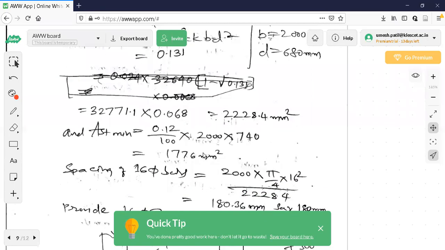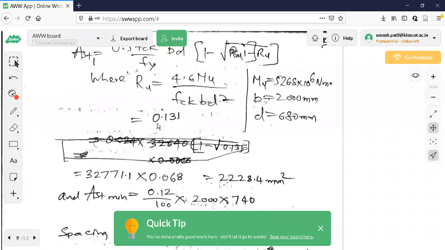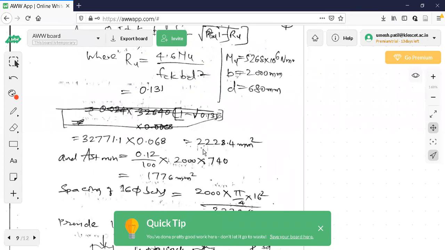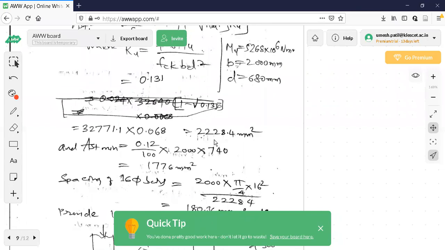If we cannot solve any problems, if you just go on watching this video lecture, nothing will happen. You have to solve and you have to submit 1 or 2 assignments here. Now once you find this AST1, which is 2228.4, immediately you should check whether it is more than the minimum value.